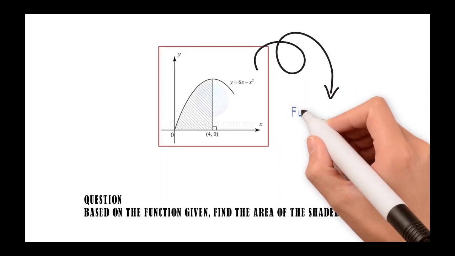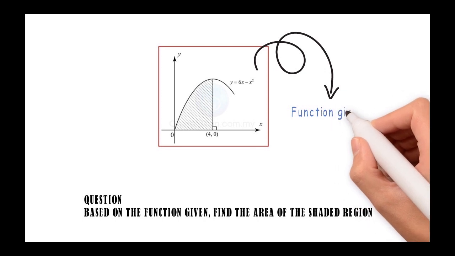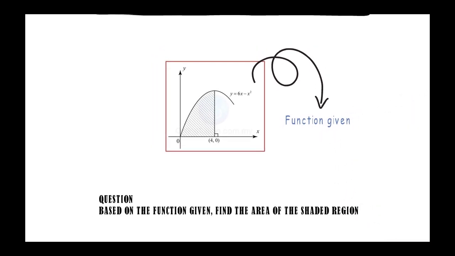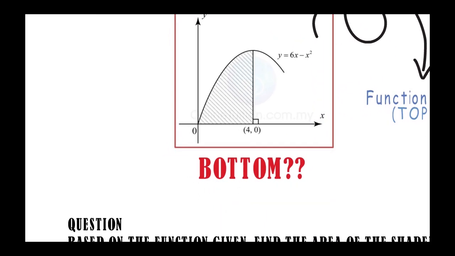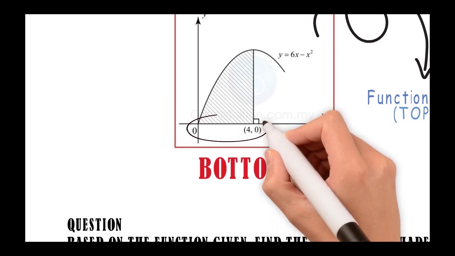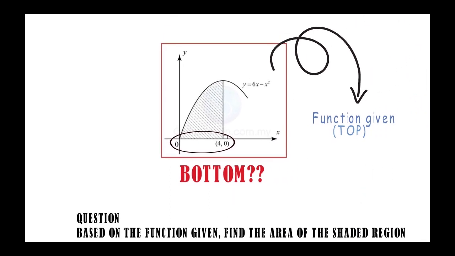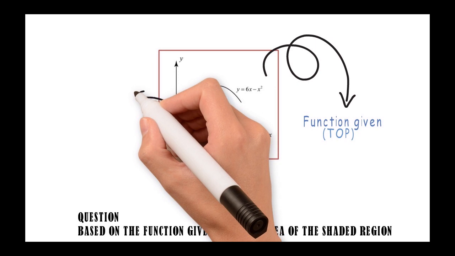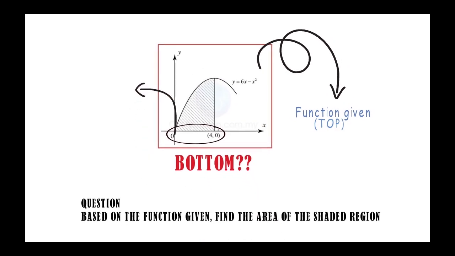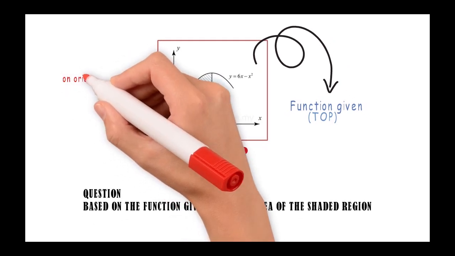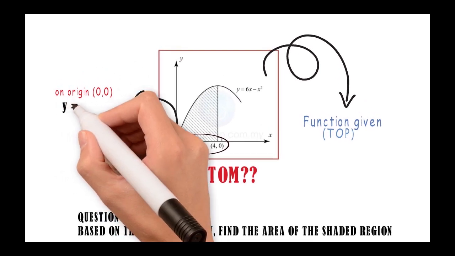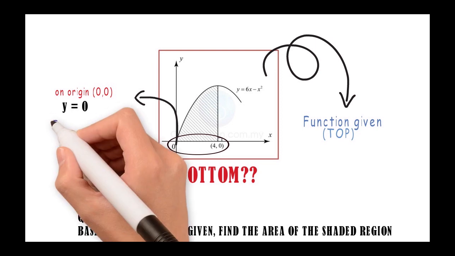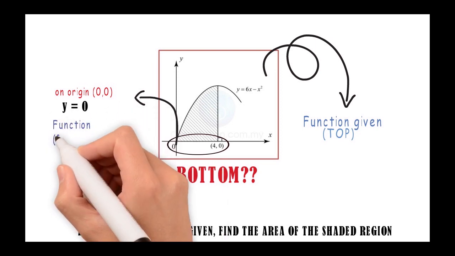The graph already states the function, which is y equal to 6x minus x squared, and it is from the top of the curve. Then we need to find the function of the bottom. The graph actually started at the origin, which is the coordinate 0, 0. So it means that the y-axis and the x-axis is 0. So we can say that the function is y equal to 0, since the case is parallel to the y-axis.